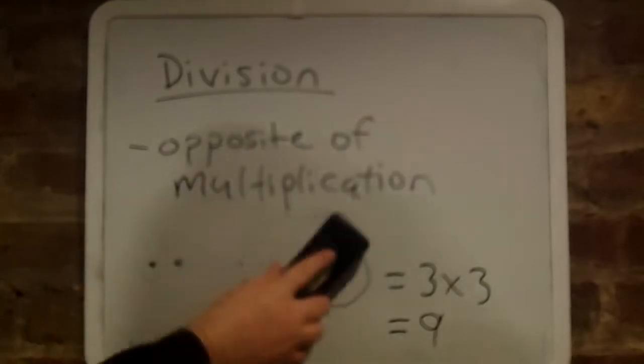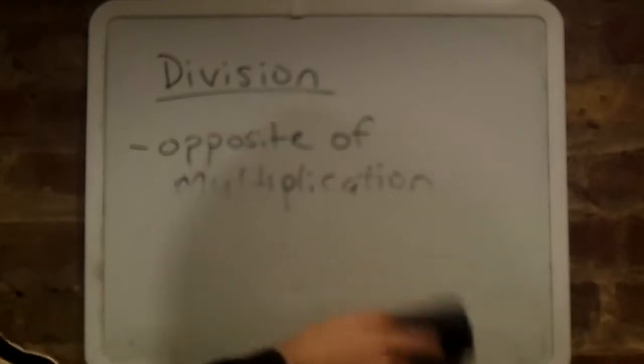And in order to do division, you must first know your multiplication tables by heart. There's pretty much no other way around it. So if multiplication is adding up groups of equal size, division would be taking a group of items and dividing them into groups of equal size.